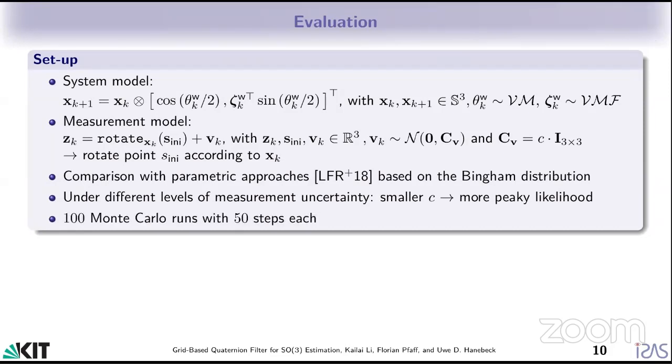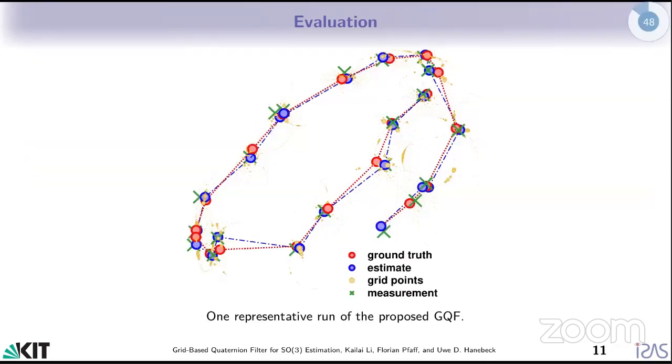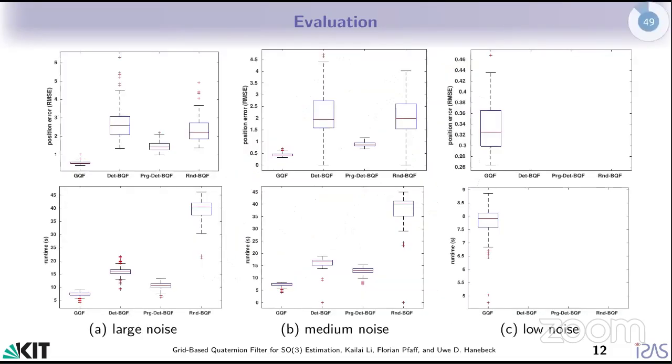We have 100 Monte Carlo runs with 50 steps each. We first show a segment of a typical run to show the effectiveness of our approach. At each step, weighted grid points of the posterior are also depicted to show the uncertainty. The proposed approach gives the best tracking accuracy and efficiency under all noise levels, especially for the low noise level on the right-hand side. The other Bingham filters suffer from the sample degeneration issue due to the peaky likelihood and thus totally failed for all runs.